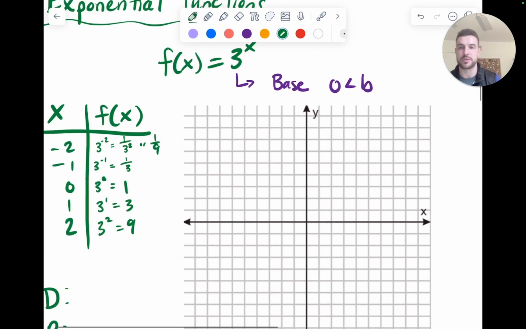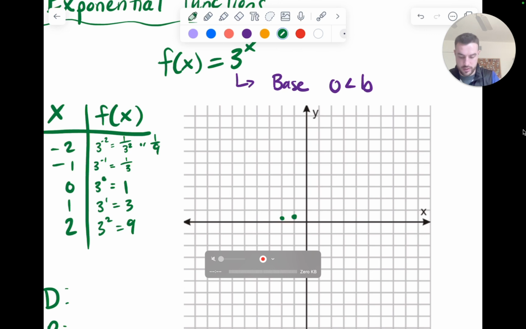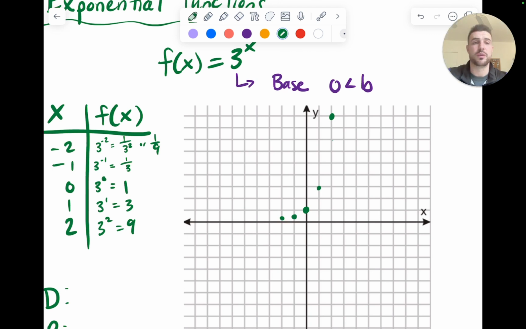Now, I'm not going to be able to graph 1/9 on my y-axis perfectly, so I'm just going to estimate here. So we have negative 2, 1/9. We have negative 1, 1/3. 0, 1. 1, 3. And then 2, 9. So this is what our function is going to look like. Now, if we wanted to add more points, we could. But what we would see is a function that looks just like this.